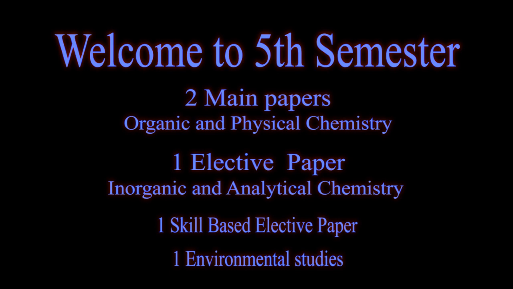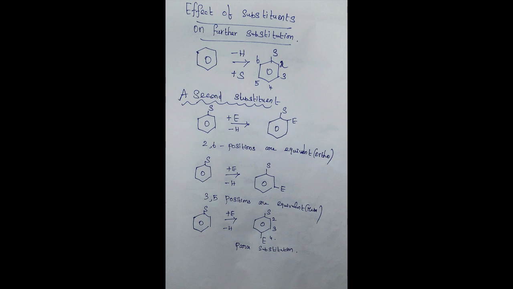Now, I am going to cover organic chemistry. The first unit is aromatic substitution. So, you know benzene. It is the aromatic compound. In the benzene ring, one hydrogen is replaced by some other substituent, for example, chlorine or amino group. If Cl is substituted, it is called chlorobenzene. If NH2 is substituted, it is called aniline. If CH3 is substituted, it is toluene.